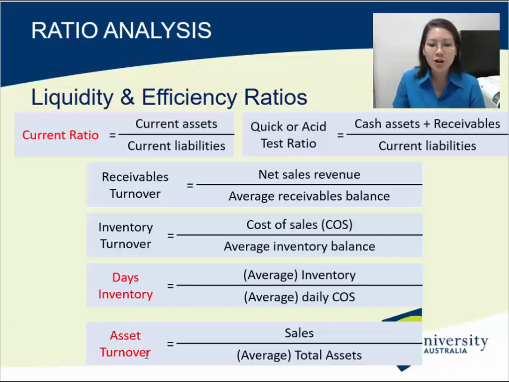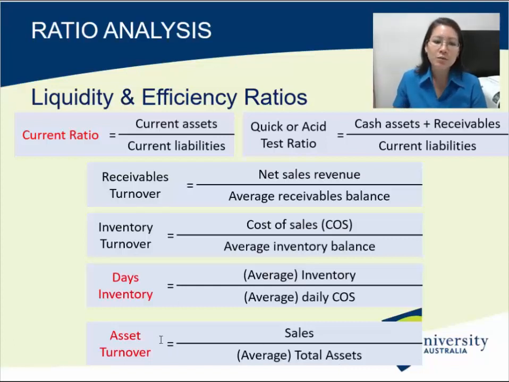The asset turnover is a measure of how efficiently we are utilizing our assets to generate sales. So how often are we turning the value of our average total assets into sales? How often are we turning that dollar figure over into sales?